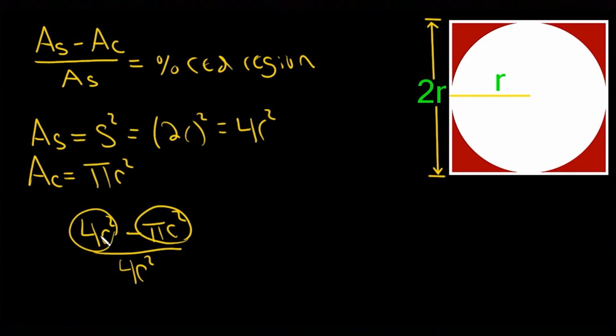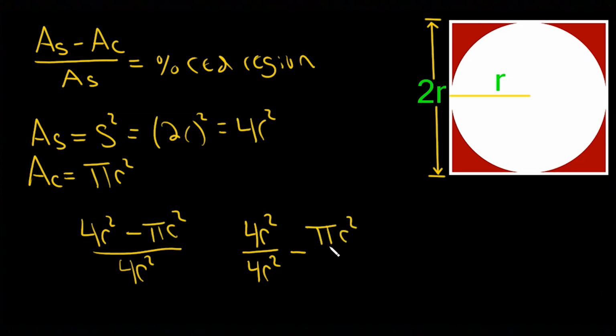So that's what I'm going to do here. Getting rid of this, I'm going to go ahead and break it apart. So I'm going to say 4 radius squared all over 4 radius squared, and then I'm going to put minus pi radius squared all over 4 radius squared.